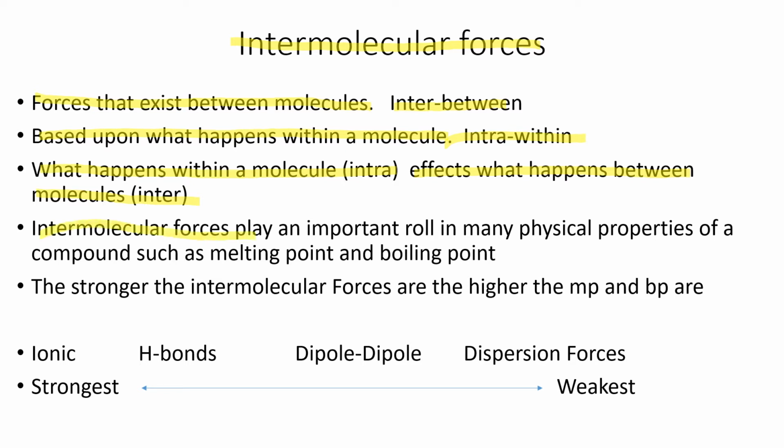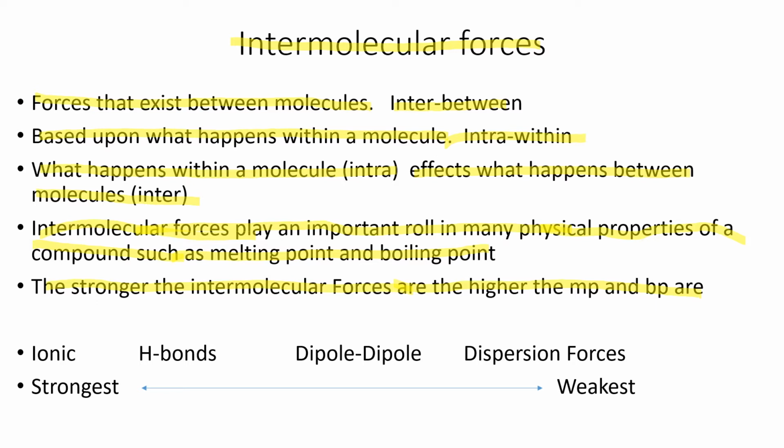And intermolecular forces play an important role in many of the physical properties we associate with compounds. Things like melting point and boiling point are physical properties. Intermolecular forces play a big role in a lot of these physical properties. And generally, the stronger the intermolecular forces are, the higher the melting point and the boiling point are. It kind of makes sense: when you boil something, you are really separating the molecules apart from each other. When you're dealing with a liquid, those molecules are in contact with each other. In a gas, they're separated by a big distance.